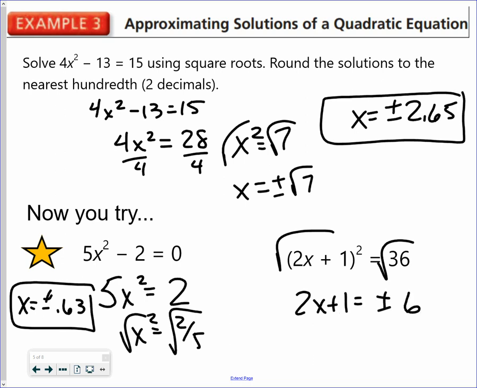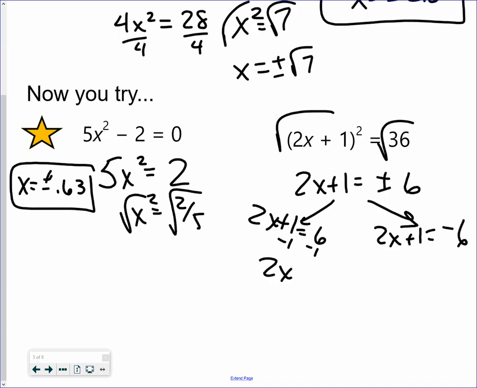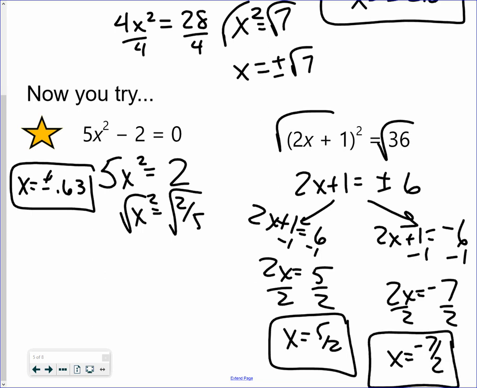Now, if that did end up being a decimal, that's okay. You're still going to split into 2 questions. 2x plus 1 equaling positive 6, and 2x plus 1 equaling negative 6. Subtract 1. Running out of space here. 2x equals 5. Divide by 2. X is equal to 5/2. So there's one answer. Subtract 1 for the other: negative 7. Divide by 2. X would equal negative 7/2, or negative 3.5. Same with the other one. If you put 2.5, I would have accepted that as well.